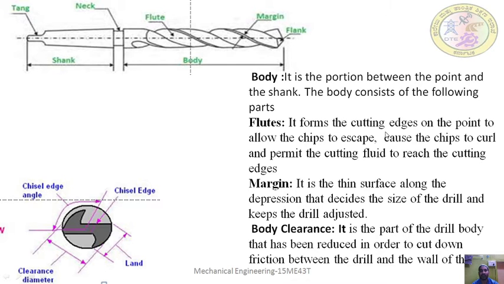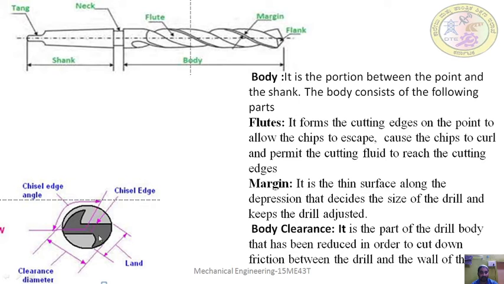So it forms the cutting edge on the point, allows the chips to escape, causes the chip to curl, and permits the cutting fluid to reach the cutting edge. So it has three functions. First, it forms a cutting edge. Another is that it allows the escape of chips through it, and it allows the flow of cutting fluid to the machined surface. It also allows the formation of curl-shaped chips, as the flutes guide the chips to flow through in the form of a curl.